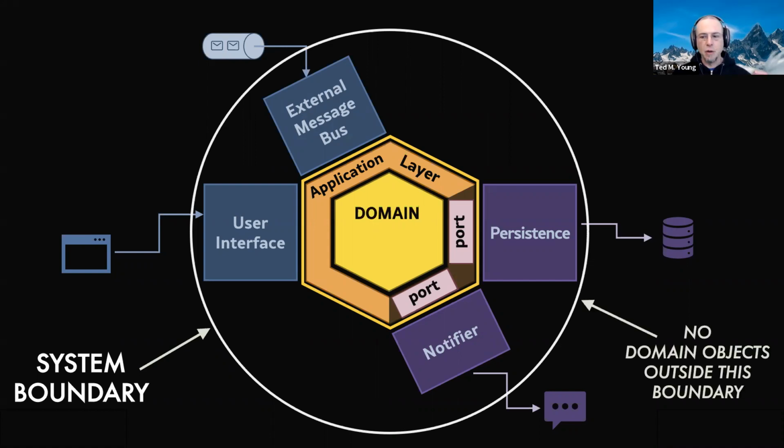And no domain objects exist outside the boundary. So domain objects are something that run in memory, but as they're persisted, there's no behavior there. It's just state. And I'll talk about persistence later.